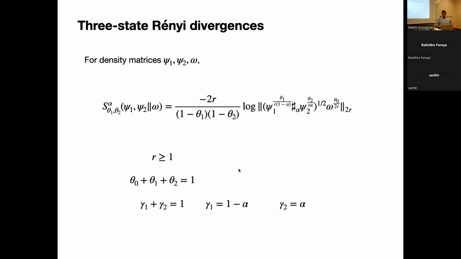And there are other parameters. These are the gammas, or I think I just put alpha. So forget about gamma here, but you have one parameter, this alpha. I'm just showing you that three-state divergences look like this.